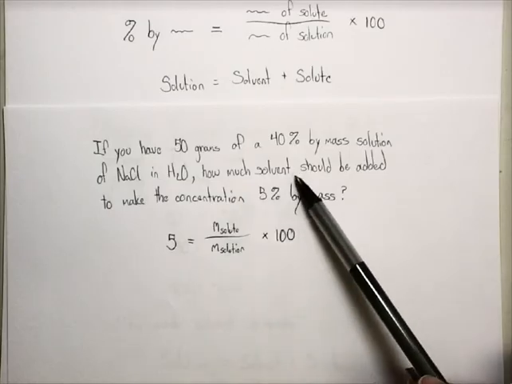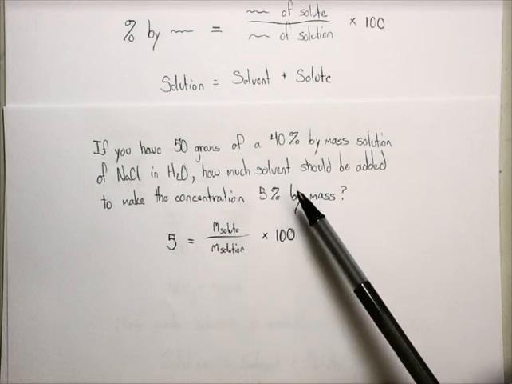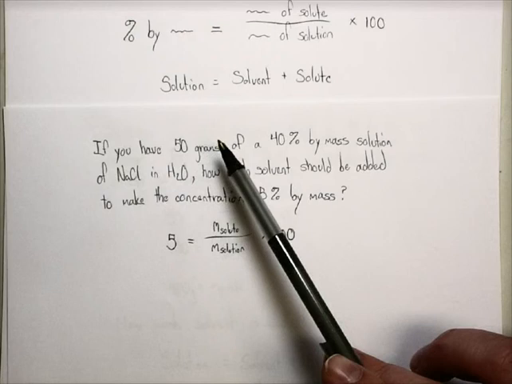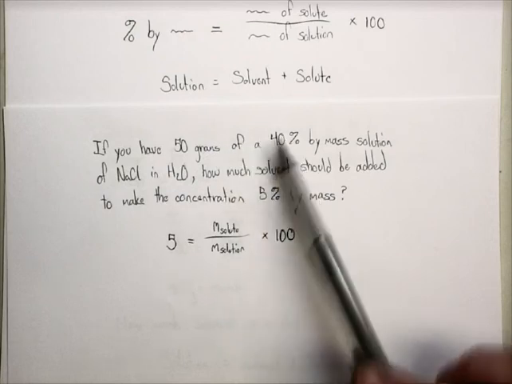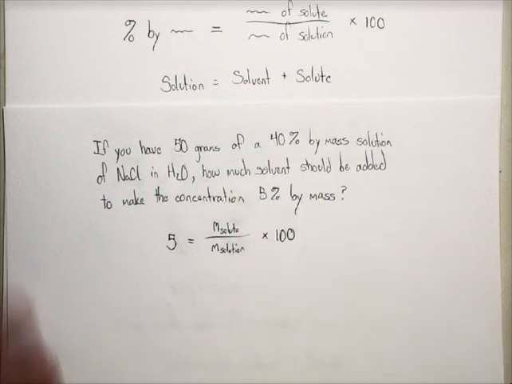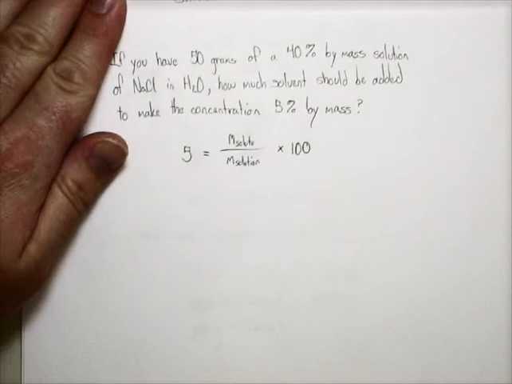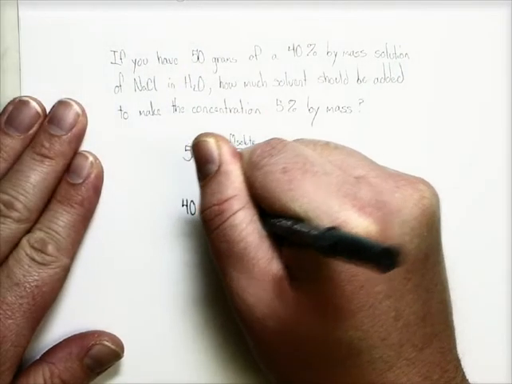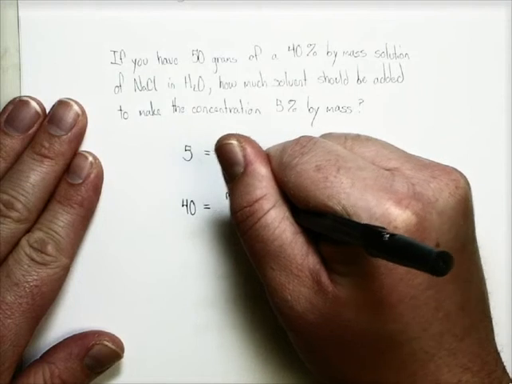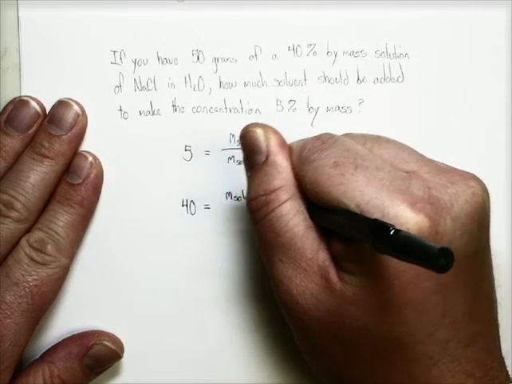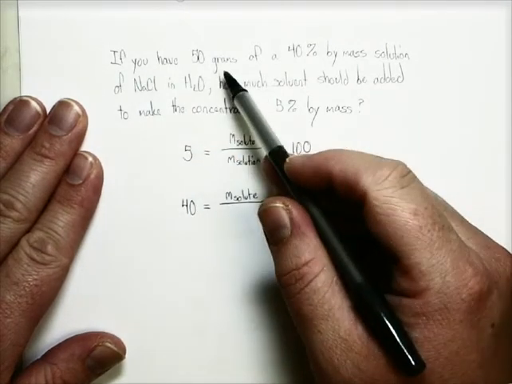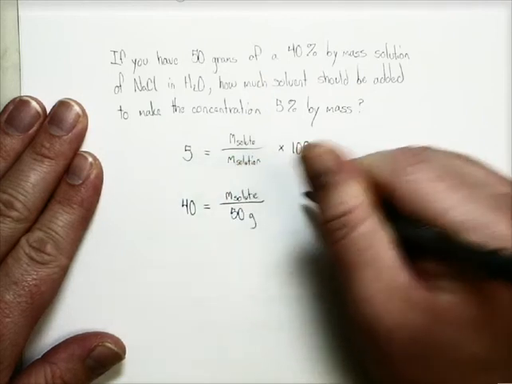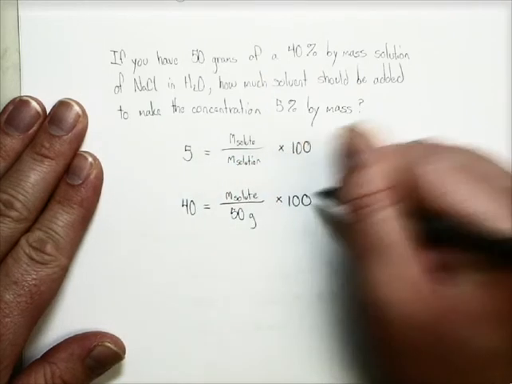If I'm adding solvent, I'm just adding pure water, so I'm not adding any salt. So all of the salt has to come from my 50 grams of 40% by mass solution. So I have to start another problem here where I say I have 40% by mass, and the mass of my solute divided by, well, we know what the mass of solution was. It was 50 grams, and I'm multiplying that by 100.